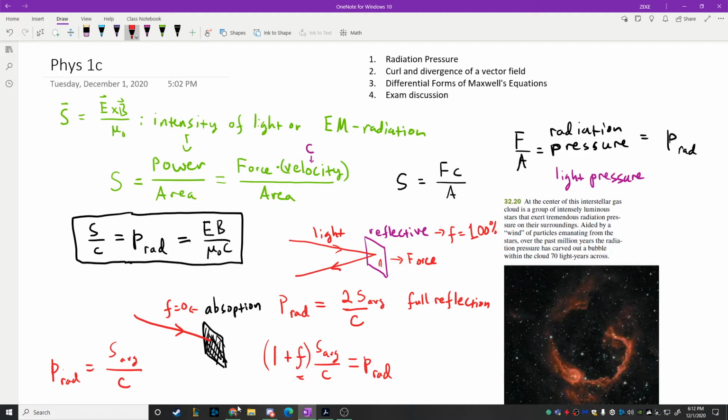And the idea, of course, is that when something bounces off of a surface, it imparts more pressure, because that's just how it works.